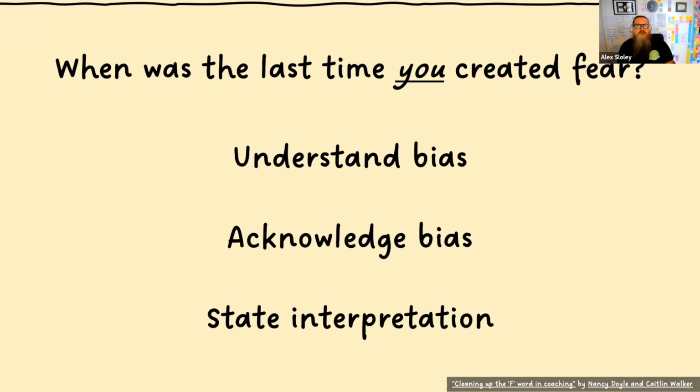Bias is essentially your personal opinion. What you do is you state your personal opinion. That's a better way to think of it, perhaps. Because clean feedback and feedback in general should be objective. By acknowledging your bias, you're acknowledging the fact that it's maybe not 100% objective.